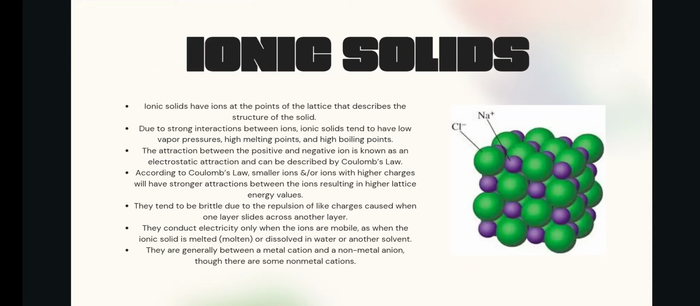They tend to be brittle due to the repulsion of like charges caused when one layer slides across another layer. They conduct electricity only when the ions are mobile, or when the ionic solid is melted or dissolved in water or another solvent. They are generally formed between a metal cation and a non-metal anion, though there are some non-metal cations.